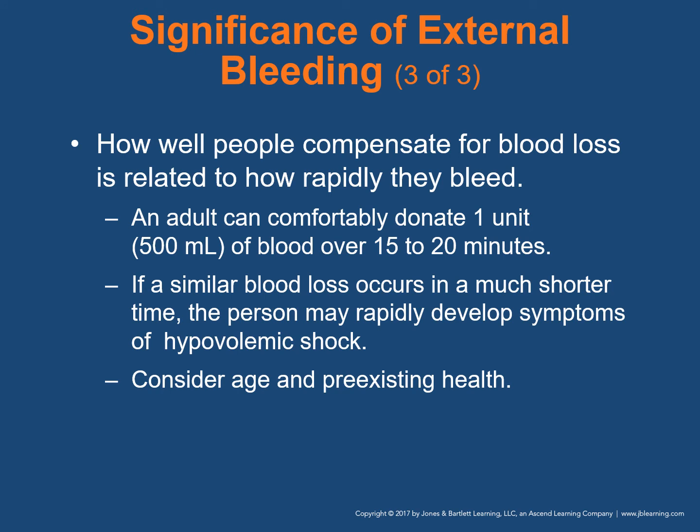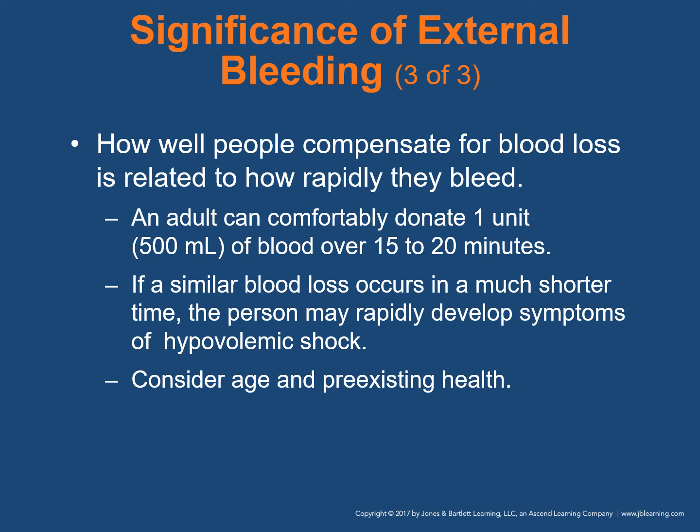How we compensate is based on how rapidly we bleed. If you donate blood, you know that they try to not let you bleed too quickly. If your goal is to be done in 10 minutes, I can donate a liter, or 1 unit of blood, in 10 minutes. They're probably not going to let you because you cannot necessarily recover appropriately. So an adult can comfortably donate 1 unit of blood over a 15 to 20 minute period.